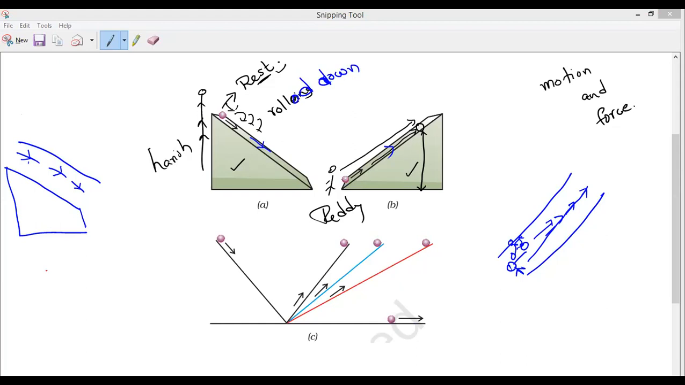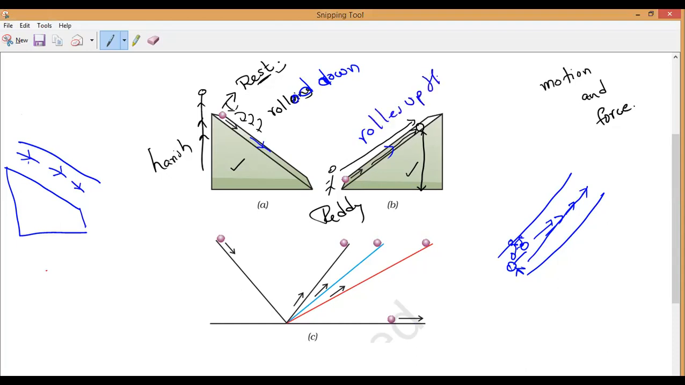Do you understand, everyone? The velocity of the body increases, while the velocity of the body decreases when the body rolls up the plane. Do you understand? When it rolls up the plane, the velocity decreases, and when it is rolling down, what is happening, guys? Velocity increases. Understand?